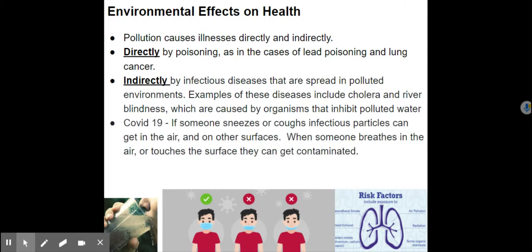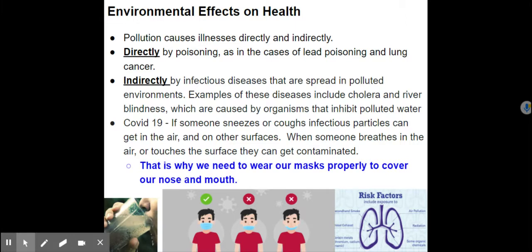COVID-19. If someone sneezes or coughs, infectious particles can get in the air and on other surfaces. When someone breathes in the air or touches the surfaces, they can get contaminated. That is why we need to wear our masks properly to cover our nose and mouth.